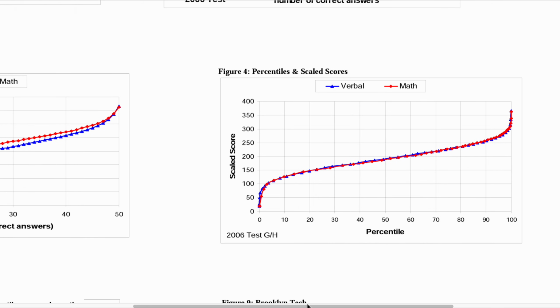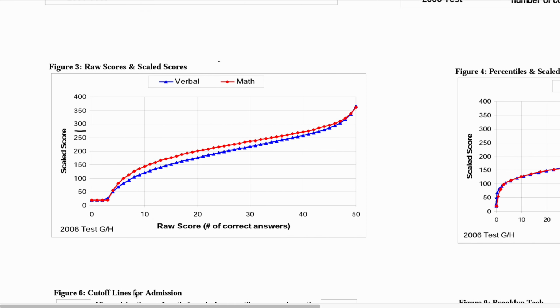Let's keep scrolling down. In figure 3, we see the conversion between raw and scaled scores. The scaled scores are really what matter, because if you add the scaled scores from verbal and math, that determines your total score, which is used to rank students. For Stuyvesant, you need to get about a 560 scaled score, whereas for some of the other specialized schools, you might need between a 500 and 530.